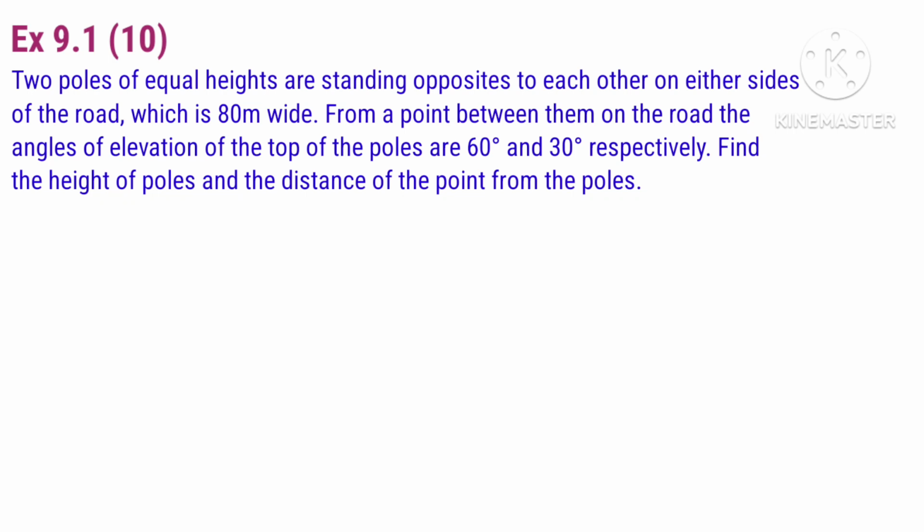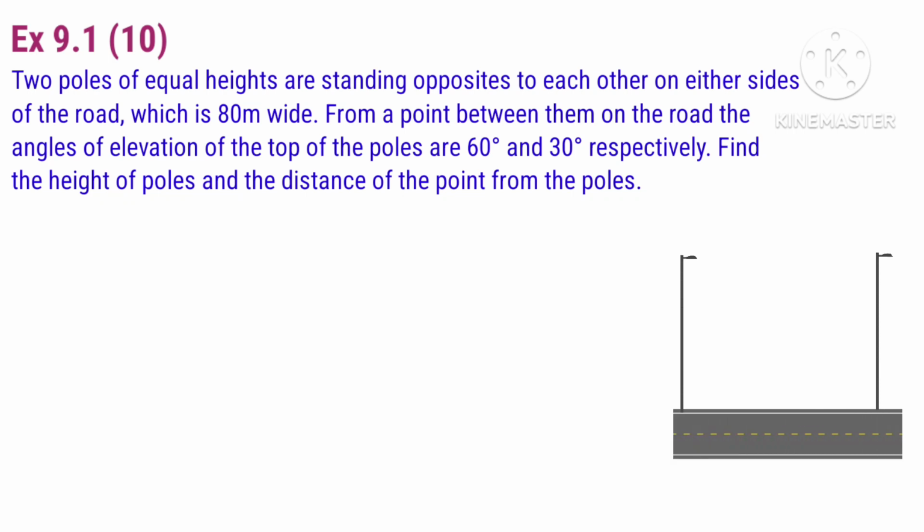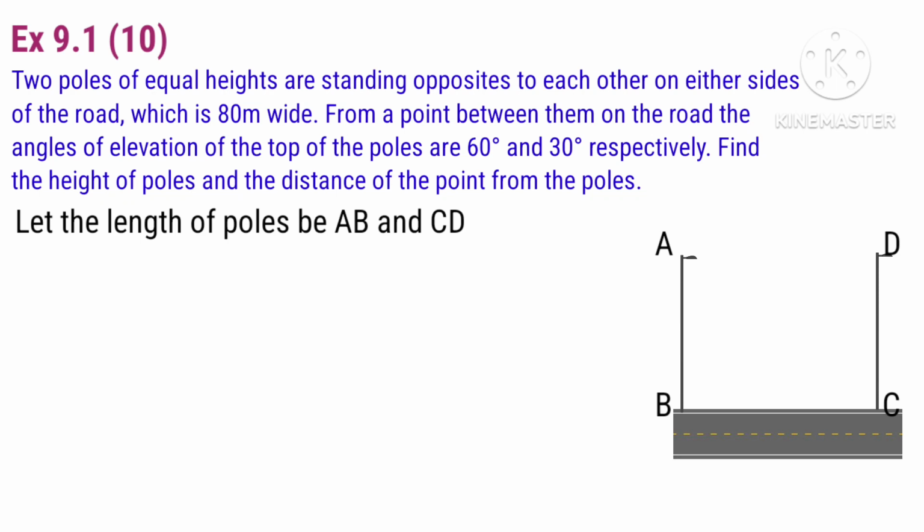So in the question எப்படி நம்ம diagram form பண்ணலாம்னு பார்க்கலாம். So now there is two poles in either side of the road. First pole நம்ம AB mark பண்ணிக்கலாம், the other pole நம்ம CD mark பண்ணிக்கலாம்.